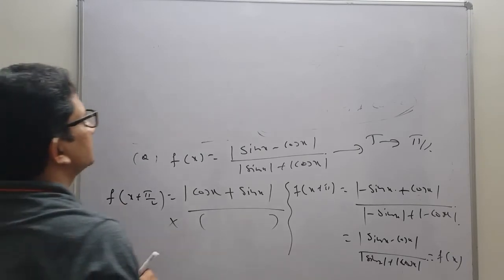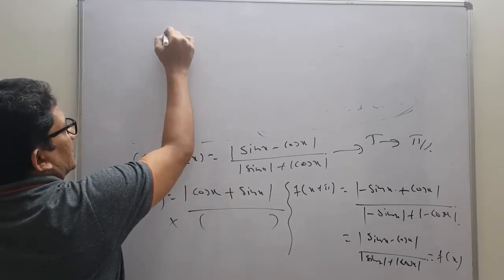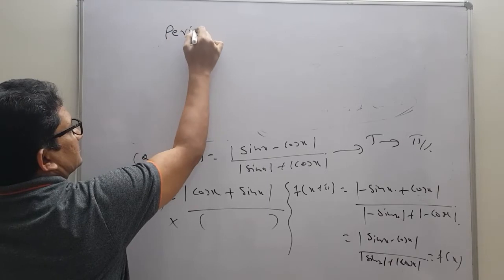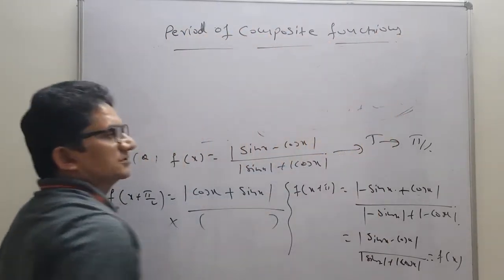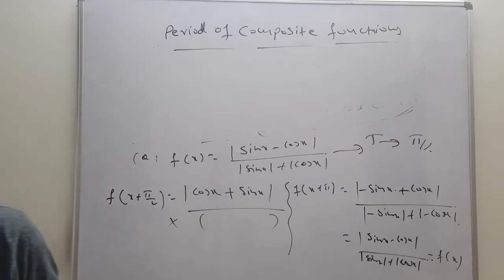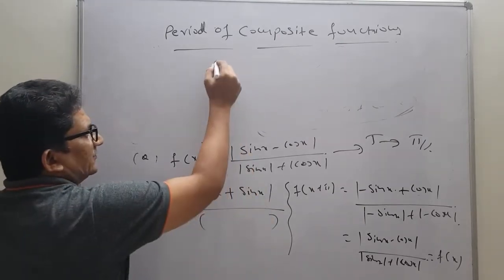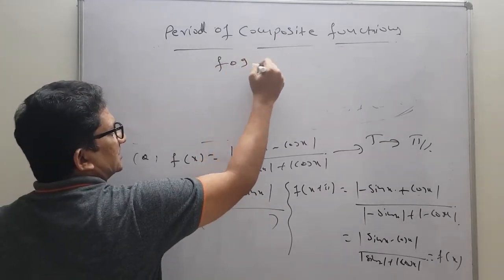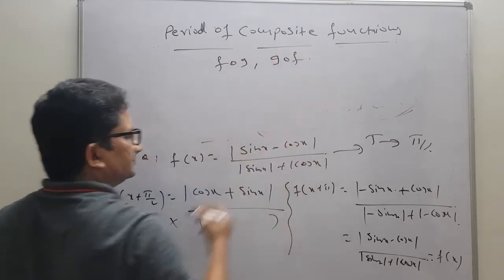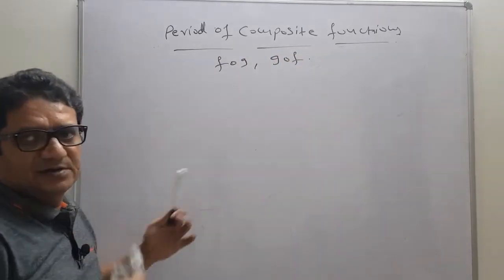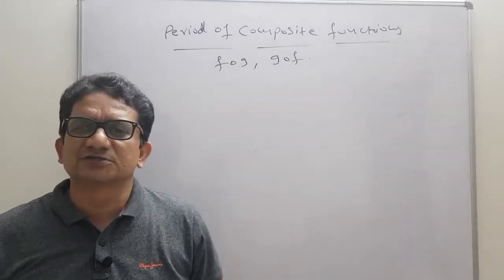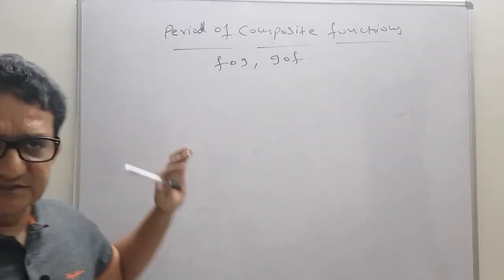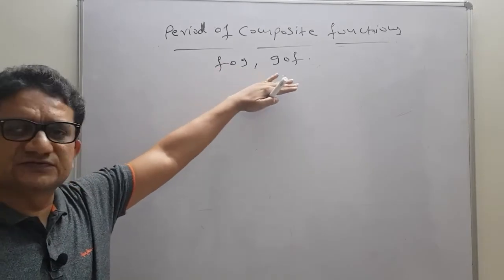Next concept, the last concept of periodic functions: period of composite functions. You know that composite functions means f circle g and g circle f type. This is also again important. We come across so many functions in domain and range where every time we deal with composite functions only. So here also we will check how to find the period of composite functions.